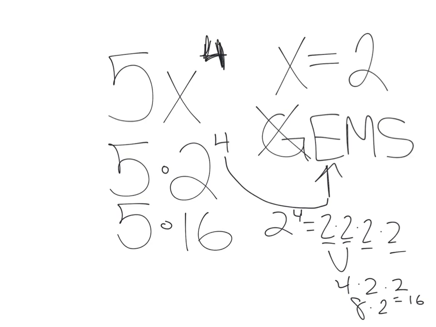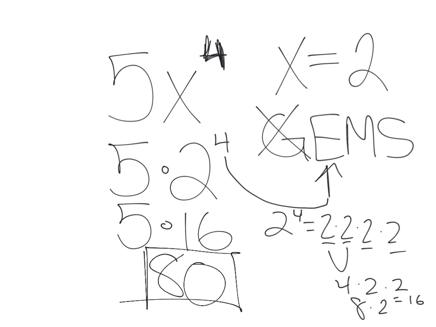Okay, so I did my exponents first. That's the correct order. And then I do 5 times 16. Okay, so 5 times 16 gets me 80. Okay, and I used a calculator for that. So that's how you do the problems.